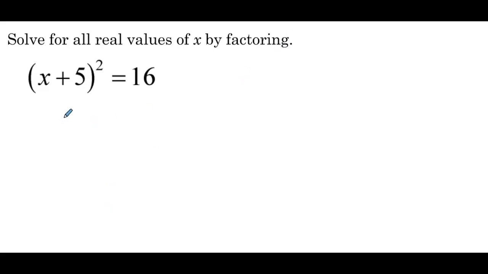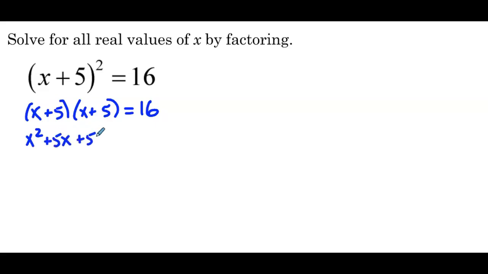Next up, x plus 5 quantity squared equals 16. Now, x plus 5 quantity squared is x plus 5 times x plus 5. And that's equal to 16. Again, that's factored form, which should be nice for us, but it's not equal to 0. So we have to distribute everything out on the left side. So x squared plus 5x plus 5x plus 25 equals 16. So we have x squared plus 10x plus 25.